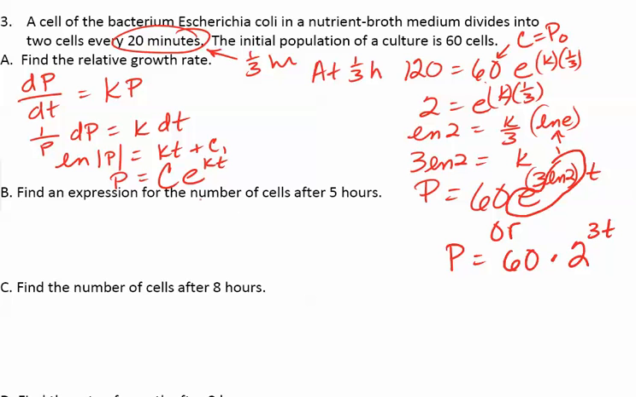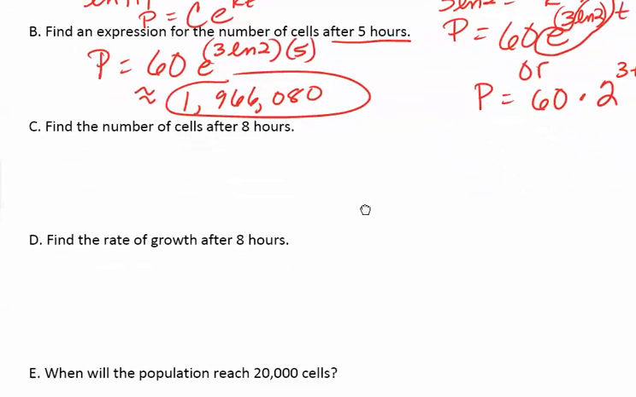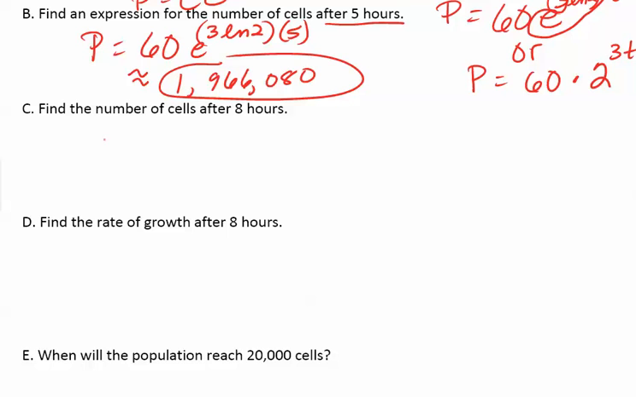All right, so find an expression for the number of cells after 5 hours. So we want to take either version of these formulas, and it just doesn't matter which of these two you prefer, and we want to put 5 hours in for t. And I have 1,966,080. I don't know. My notes are from a while ago. I guess that looks reasonable. Find the number of cells after 8 hours.